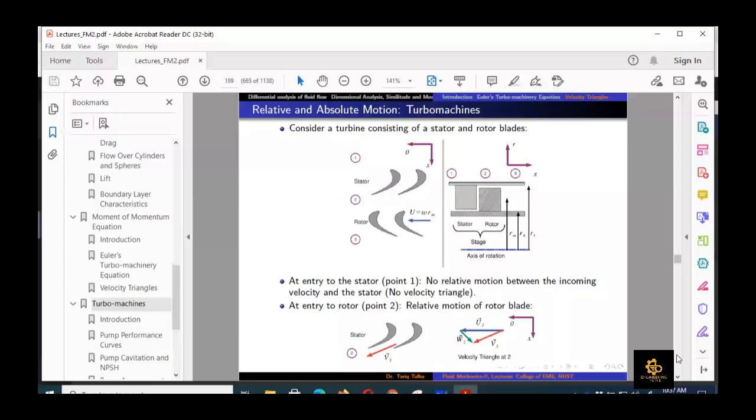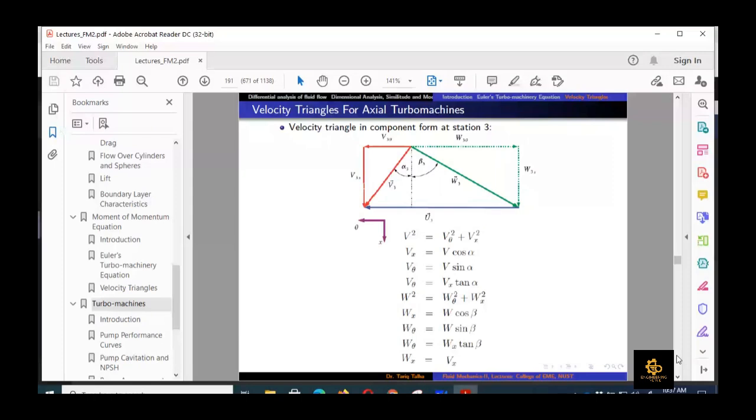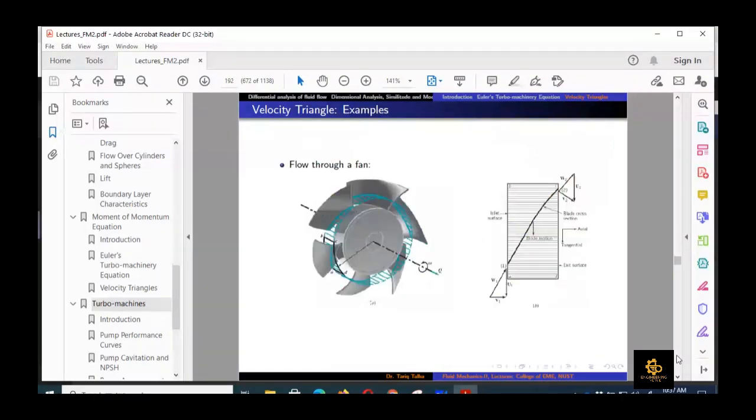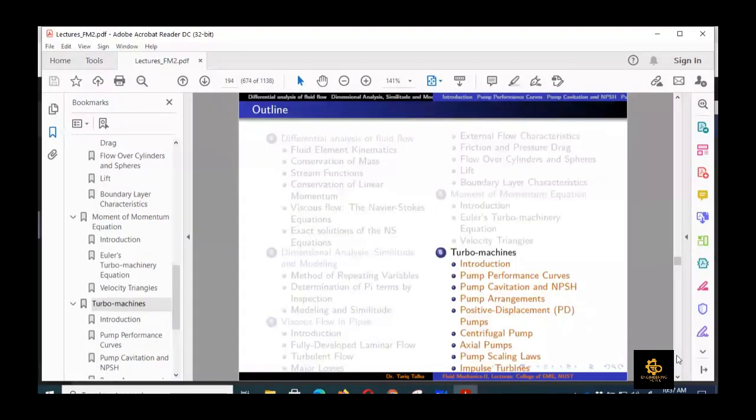Now we are going to formally start the turbo machines chapter. Is there any query from the last class which we had on Wednesday? You can ask me now, otherwise we can start the turbo machinery chapter, which is the last chapter for this course. So it seems that everyone is happy with the understanding level we developed for the velocity triangle. Now we will start with the basic introduction of turbo machines.